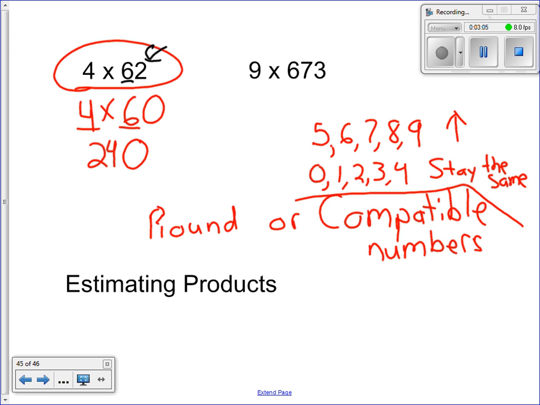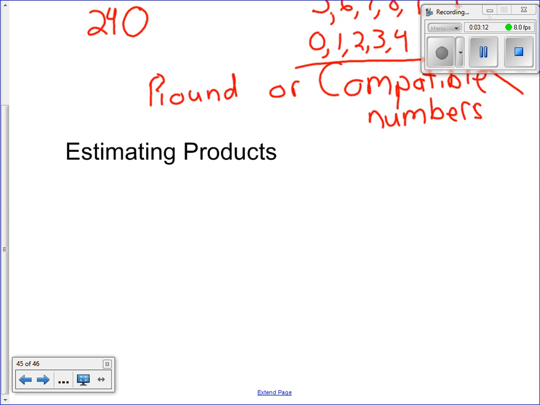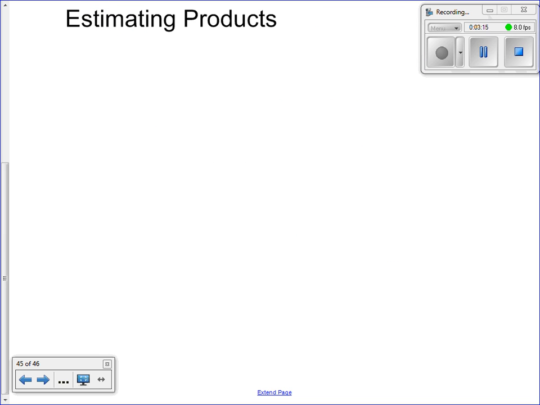Okay, let's take a look at our next problem. 9 times 673. Okay, I'm actually going to rewrite it at the bottom of the page because I ran out of room. So 9 times 673. We might first decide, oh, I want to round my larger number, my 673, because I think that's the one that's going to be harder to look at. But let's take a close look at this problem.